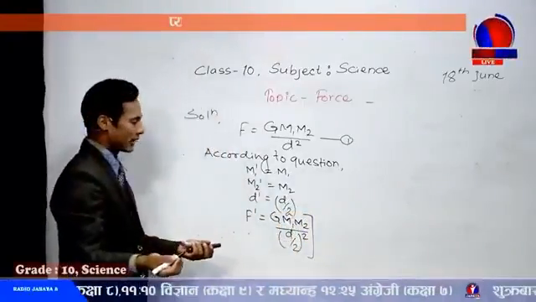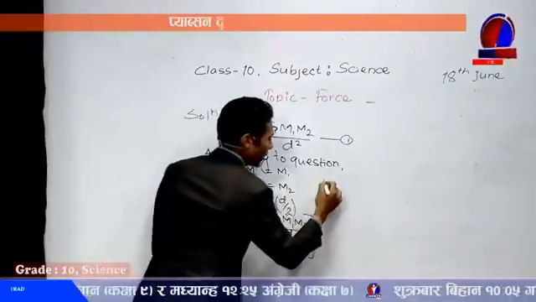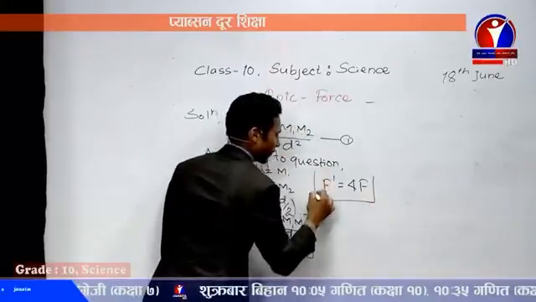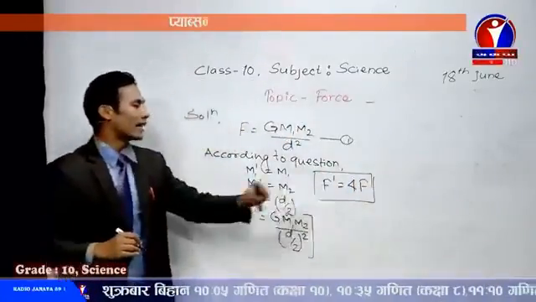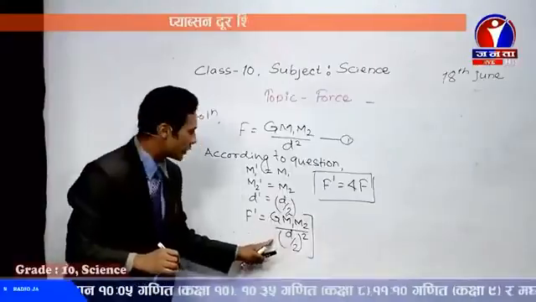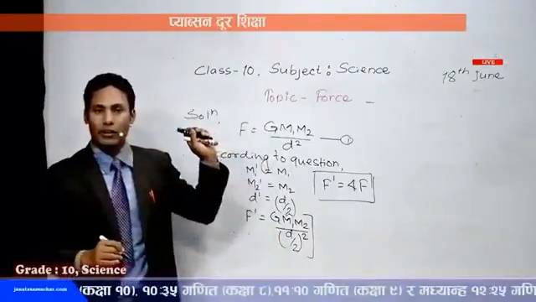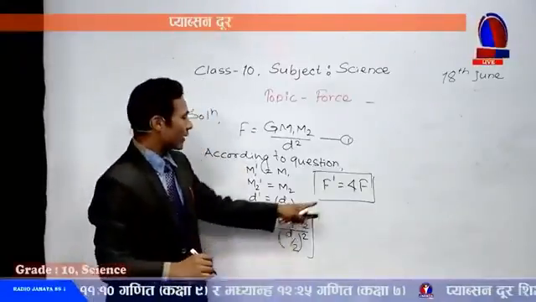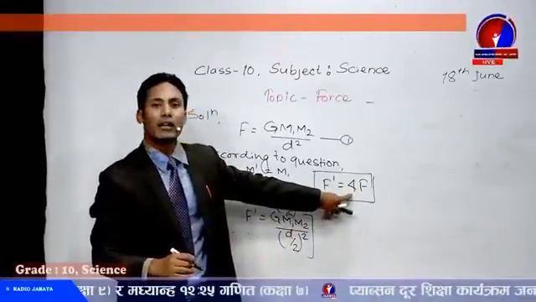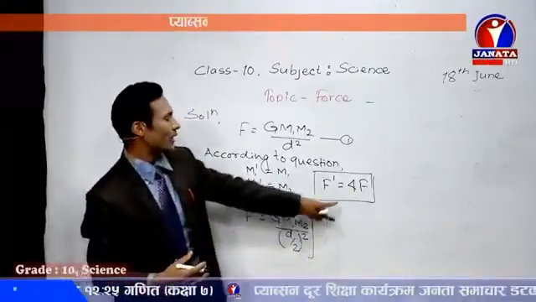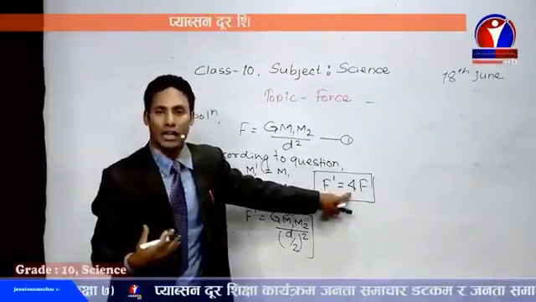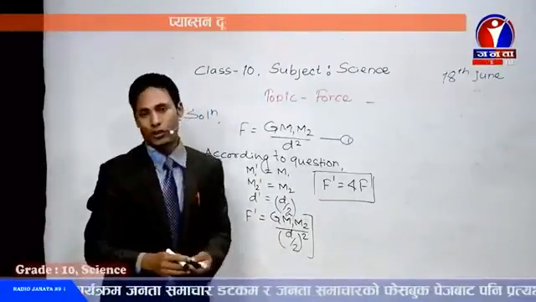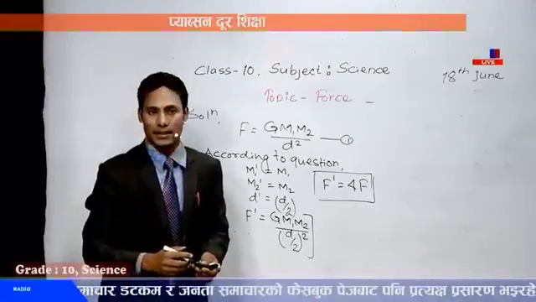In the next class we will discuss this also, and whenever you solve this you will get F dash equals 4 times F. You can get this relation when you solve these equations. That means when we decrease the distance by 2 times, the gravitational force gets increased by 4 times. So the gravitational force exerted between the two masses is inversely proportional to the square of the distance.